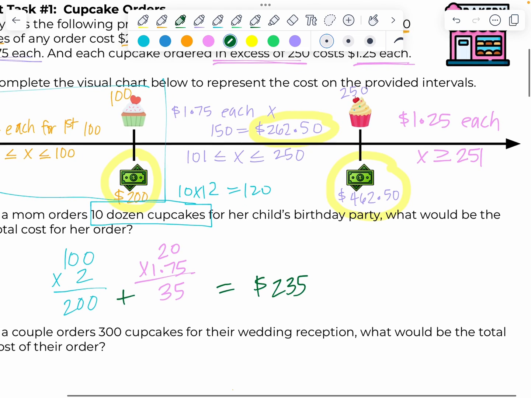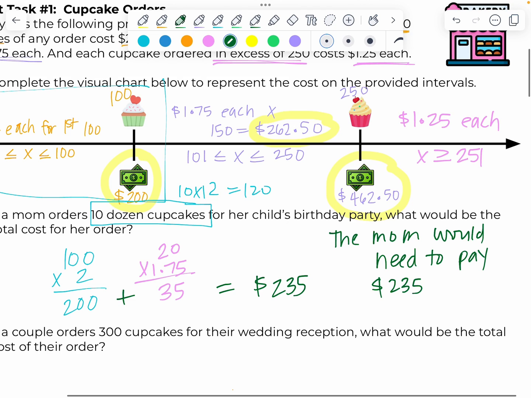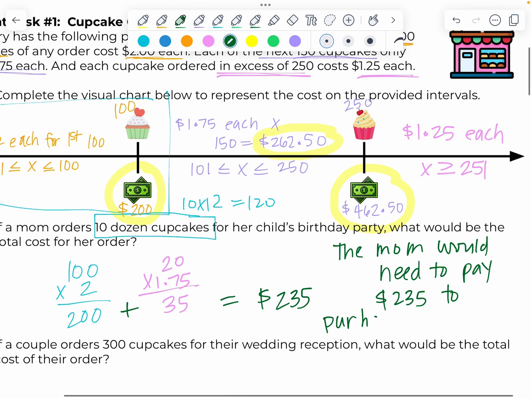So we could say the mom would need to pay $235 to purchase 10 dozen cupcakes.